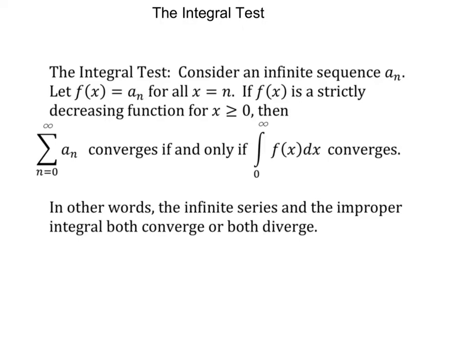So suppose you have an infinite sequence a sub n, right? Now I want you to think about the function f of x, which is equal to a sub n for all x equals n. In other words, the function is the same thing as the sequence, term for term. So your sequence might be 1 over n, your function would be 1 over x. Your sequence might be n plus 1 over n squared, this would be x plus 1 over x squared. They're just different representations of the same things.